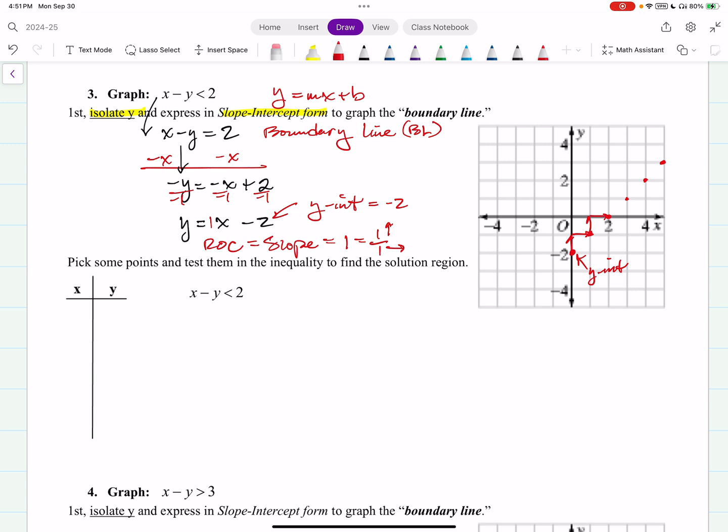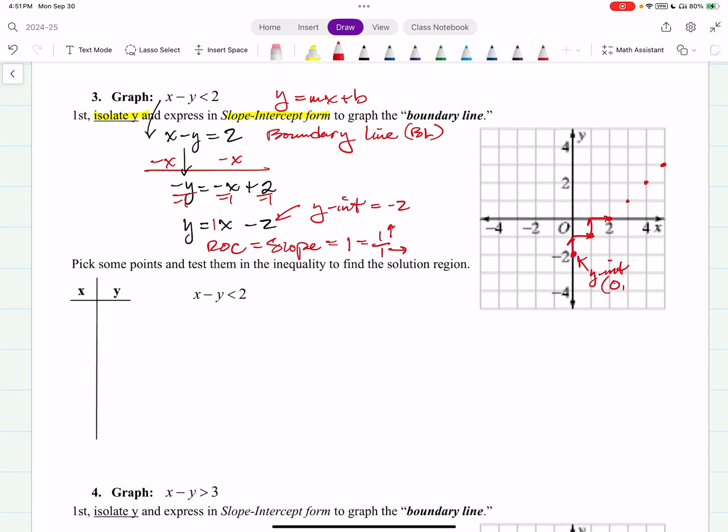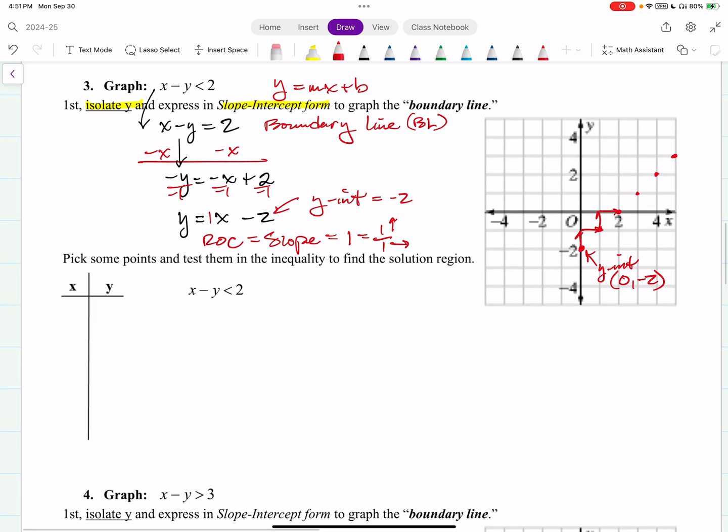And then we've got to figure out if the solutions are on the line or not. Before I draw the line here, I want to check to see if the solution's on the line. You can pick any point on the line, and if you pick the y-intercept, you're picking (0, -2). So let's try that, (0, -2), and let's determine if the solutions are on the line.